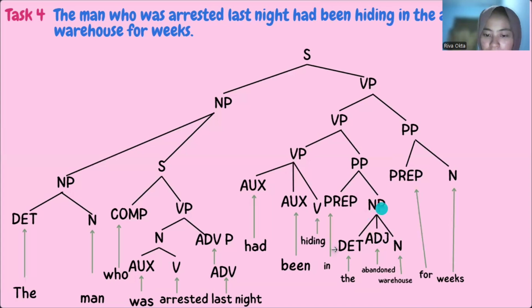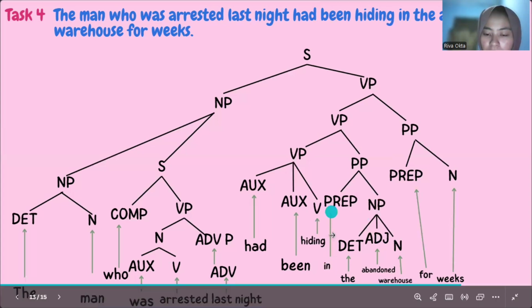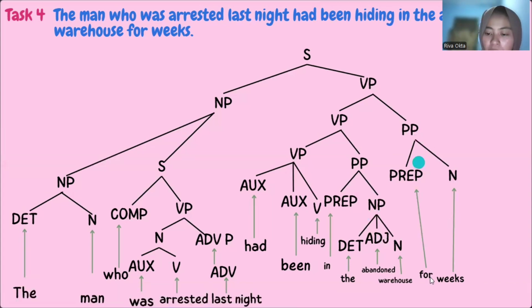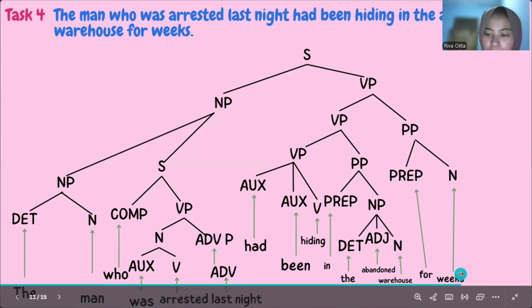From the sentence, "in" is a preposition. The noun phrase is divided into three: determiner, adjective, and noun. "The" from the sentence is a determiner. "Abandoned" is an adjective. "Warehouse" is a noun. The prepositional phrase is divided into preposition and noun. "For" is a preposition, "weeks" is a noun.